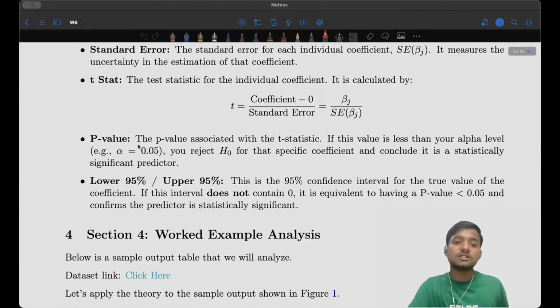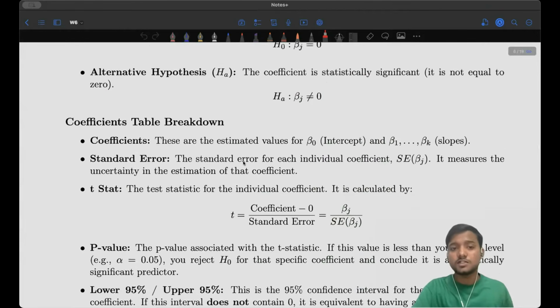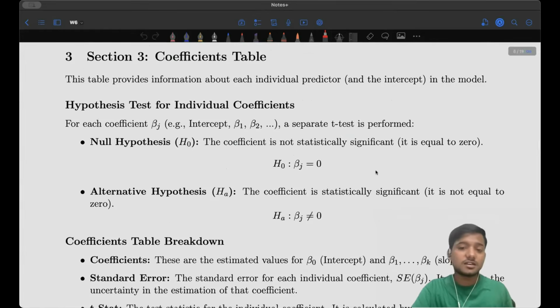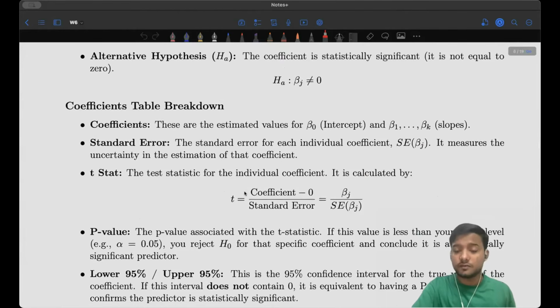What is the p-value? This is again associated with the t statistic. And if this p-value is less than alpha, you will reject H naught. And H naught says the coefficient is not statistically significant. So you would like your input variables to be significant, right? So generally here also we want to reject the null hypothesis. Therefore, you would want a p-value which is much less than your alpha.